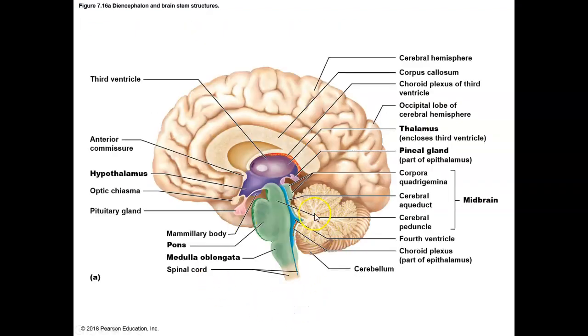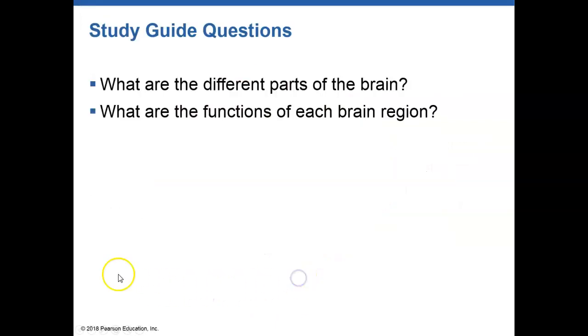So here's your cerebellum, and you can see the white matter, and then you can see the outside is the gray matter. So at this point, you should be able to tell me different parts of the brain and the functions of each brain region.